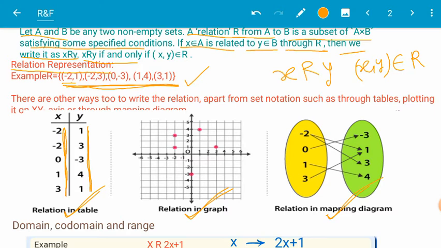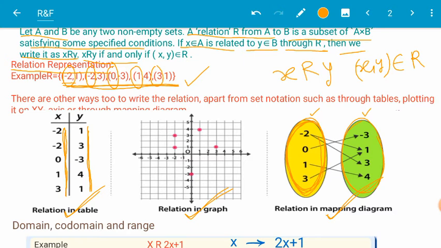Next one, the mapping diagram. The first elements you take in the first set. A set is usually represented by a circle. You are seeing the diagram here. The second elements will come in the second set. I used yellow and green circles here. Look at the first elements. What do we have? -2, 0, 1, 3. -2 is coming 2 times, but writing it 1 time is enough. So -2, 0, 1, 3. All first elements are written in the first set.